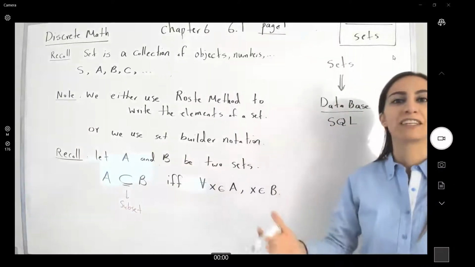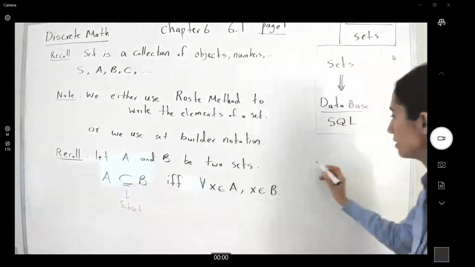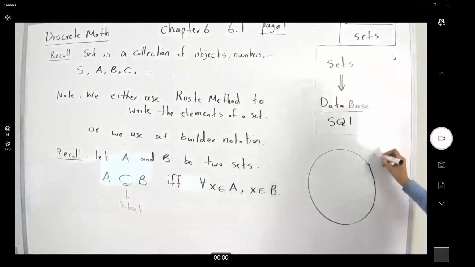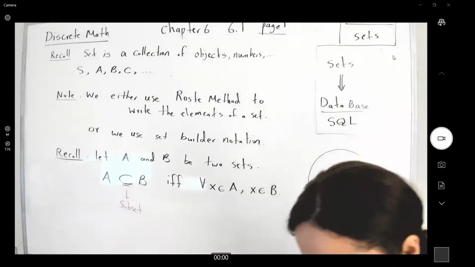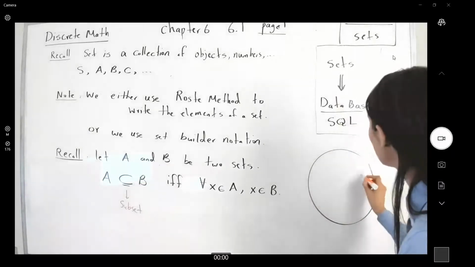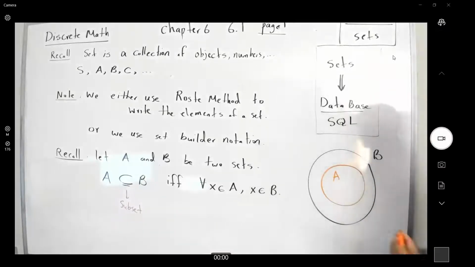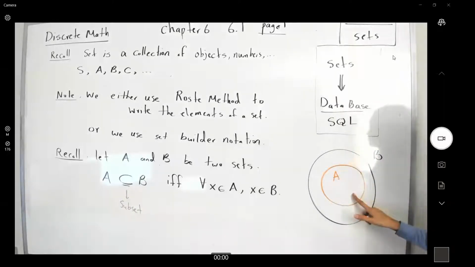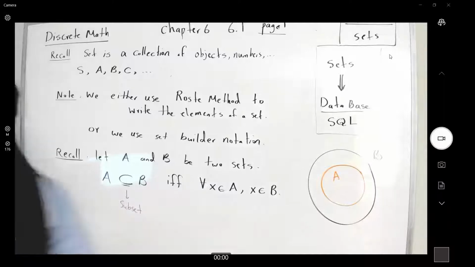We can use a Venn diagram to visualize this as well. The Venn diagram says, suppose you have set B. A is a subset of set B. So it means that set A is included in set B. If I take any random element in set A, that element is definitely in set B. Very well.